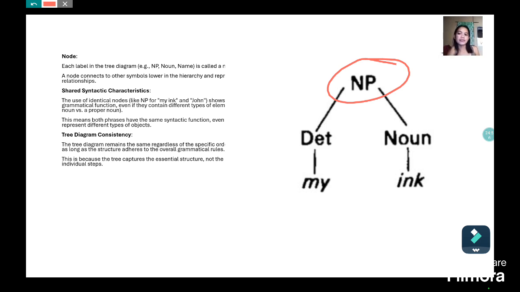Shared syntactic characteristic of nodes. The use of identical nodes like noun phrase for my ink and John shows grammatical function. Even if they contain different types of elements, a noun phrase versus a proper noun, both phrases have the same syntactic function, even though they represent different types of objects. And tree diagram consistency: the tree diagram remains the same regardless of the specific order as long as the structure adheres to the overall grammatical rules. This is because the tree captures the essential structure, not the individual steps.